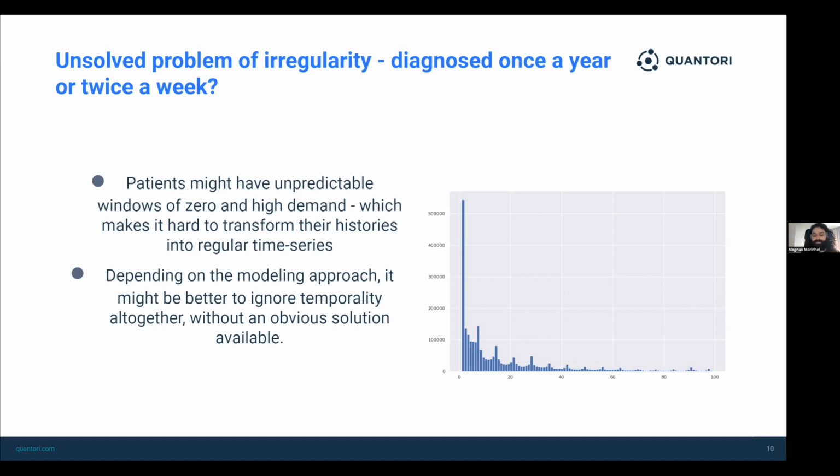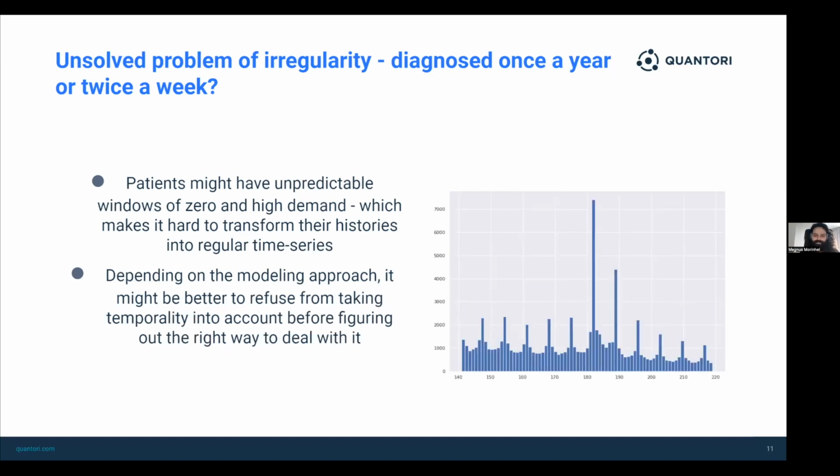And sometimes it's even easier if you want to start modeling and you don't know where to start, how to solve the time series in your case, then it might be good to really ignore the temporality and try to work without that. Just represent people as some kind of a set of features, not in time, just features. So the same thing on the graphs, the same slide. You can see the same distribution, just zoomed, and you can see it around 140 to 220 days.